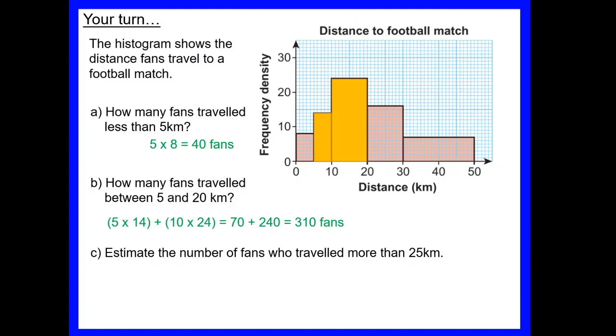And finally, estimate the number of fans who travelled more than 25 kilometres. So we're going to draw a line at 25 kilometres, and we want all the bars that are more than that. So to the right of there, I'm going to find the area of those 2 bars and add those together. So we've got 80 plus 140 is 220 fans. Make sure you've marked your work.